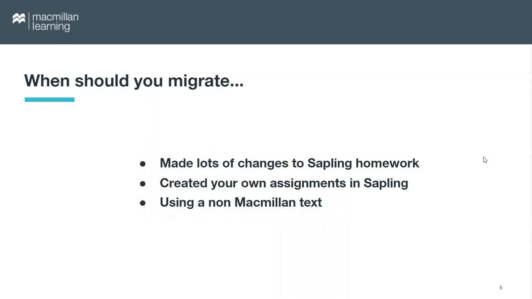Now, situations when you do want to migrate. You went into your Sapling homework and you changed out a bunch of questions and you're really comfortable with where they're at. You don't want to do that again. Great time to migrate. Maybe you set up your own assignments, whether they're exams or quizzes or reviews. You set those up in Sapling and you don't want to do those again. That's a great time to migrate your content over.